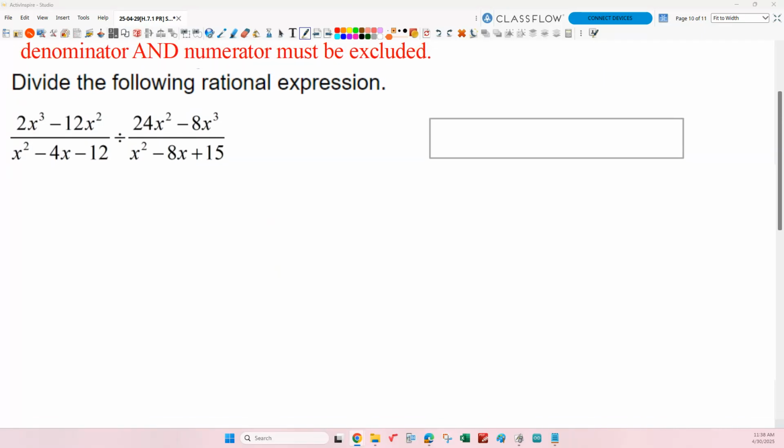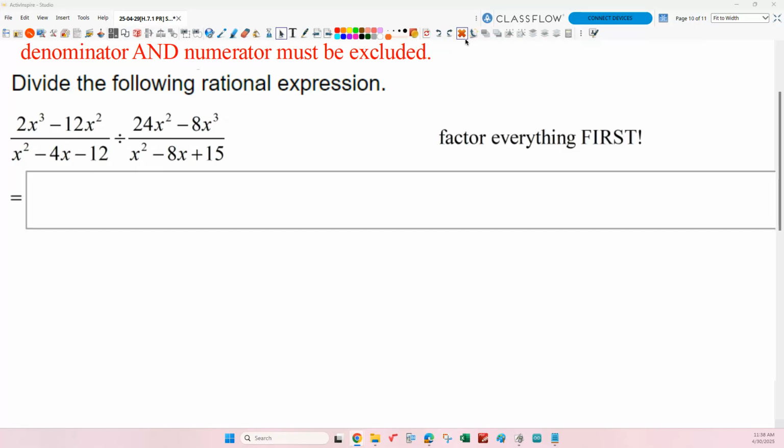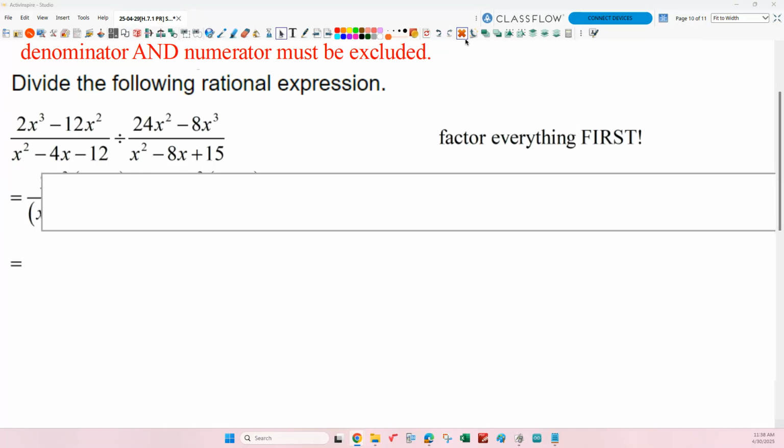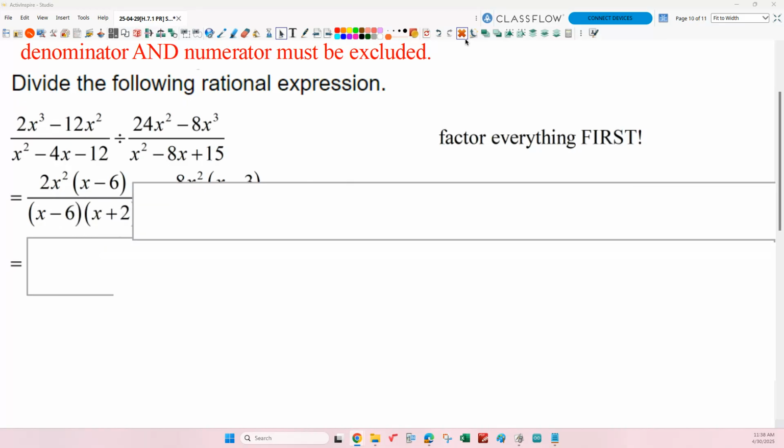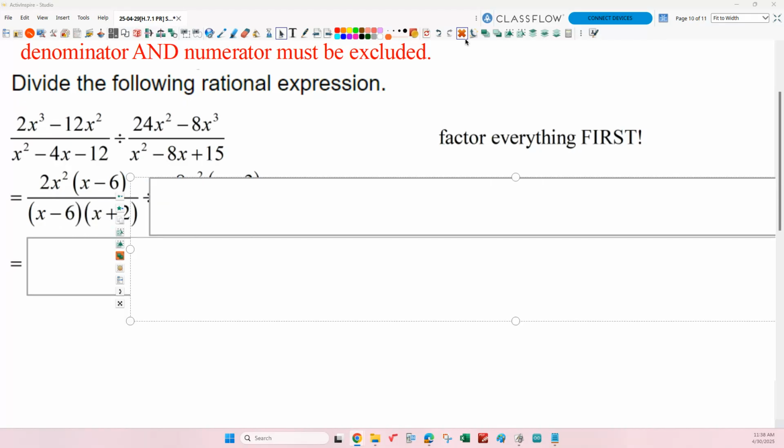Okay. So if we divide this, our first step is always going to be to factor everything first. It just helps us to see what we can simplify towards the end and the zeros that we need to exclude. So if we factor this top equation, what would we pull out? Okay, 2x squared. So then we're left with x minus 6. And then we can use magic numbers to factor the bottom. So we get x minus 6 times x plus 2.